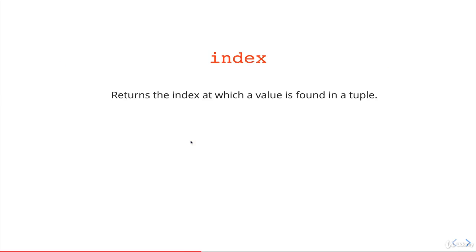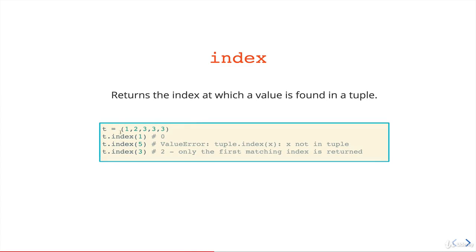And then index, which we've also seen. So index will just tell us the index that a given value is found inside of a tuple. So if we have the same tuple and I want to know, okay, what's the index of 1 inside of this tuple? It gives me 0 because it's at the 0th index. If I try and ask for the index of something that's not in the tuple, it will give me a value error. So it doesn't return false or something, it gives me an error. And if I want to know the first index of something that's in there multiple times, like 3, it will only give me the first matching index. And that's that for the methods.